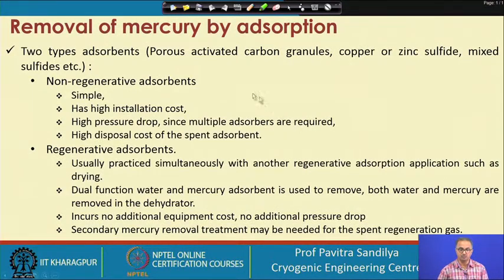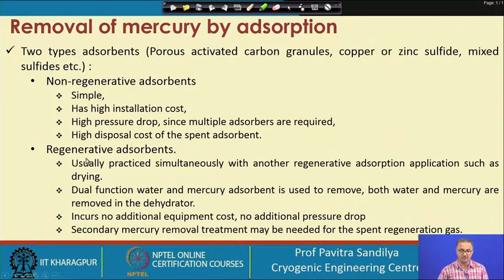And these are the two types of adsorbent process for mercury removal. One is non-regenerative and the other is regenerative. For the non-regenerative processes, we are not regenerating the adsorbent, and if we are not going for regeneration, then the process becomes simple, but there is a high installation cost, the pressure drop is high, and the disposal cost is also high.